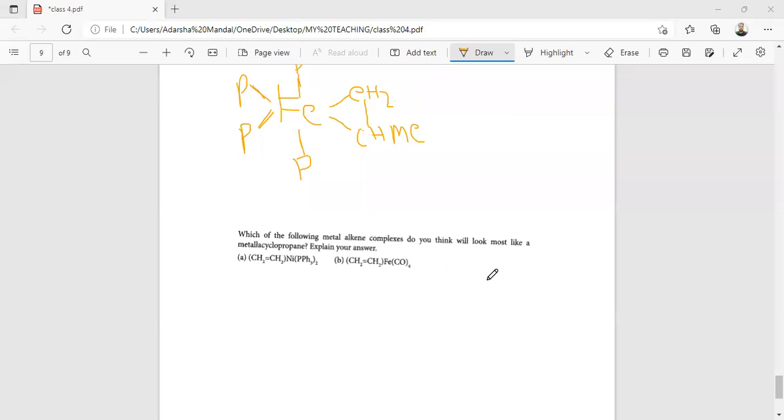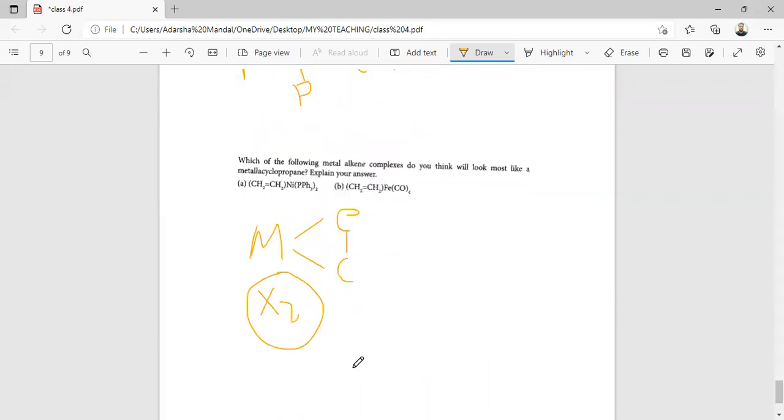The next question is: which of the following metal alkene complexes do you think looks most like a metallocyclopropane? Explain your answer. Metallocyclopropane means the alkene is bound to the metal center by an X2 type mode. So that means this is the metallocyclopropane structure. That means more electron donation, more electron density, will favor this X2 type ligand.